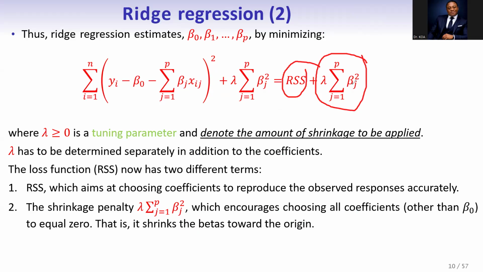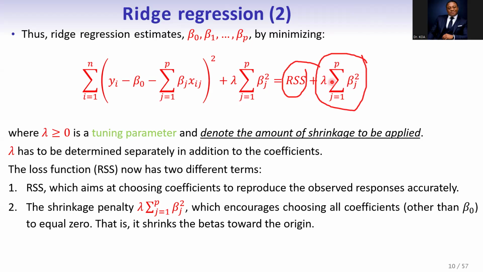Remember, the beta has been squared, so that's already there. But then there's something else. You see that there is a lambda. When we go to the software, it doesn't call it lambda, it calls it alpha. So take note. What is that lambda? What is that alpha?